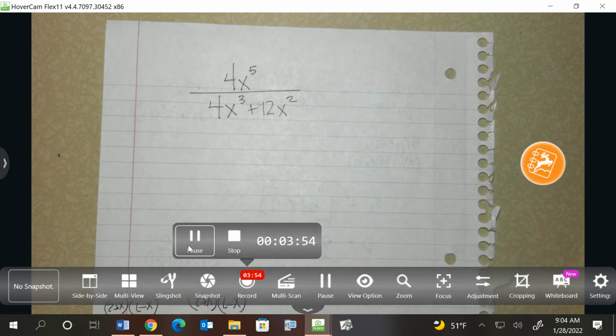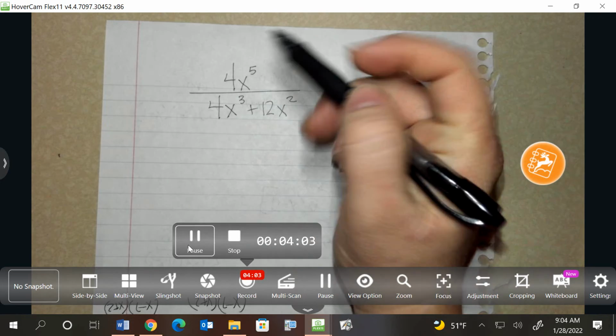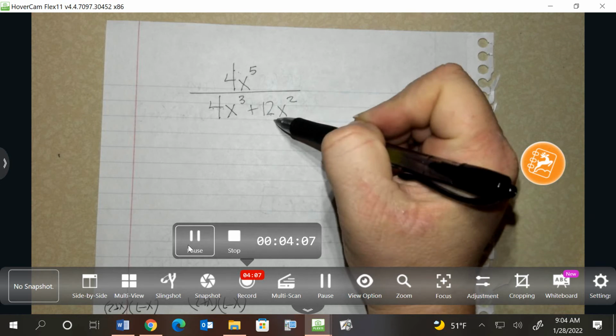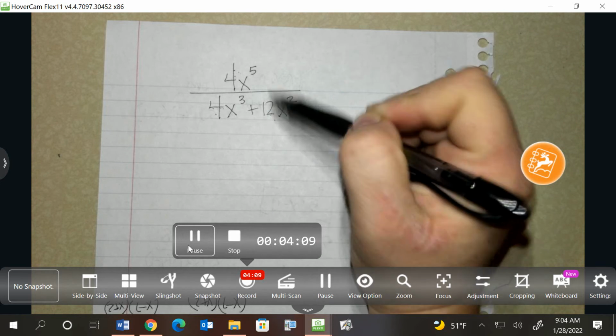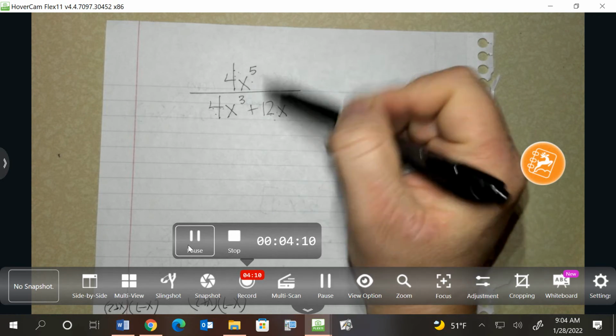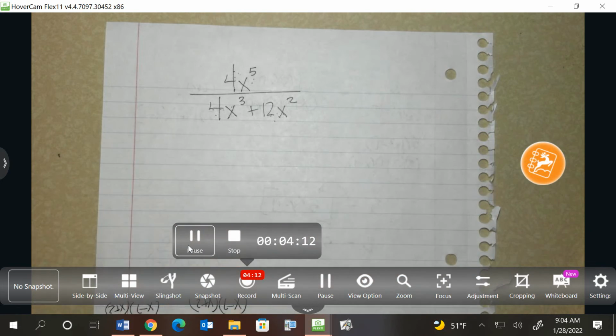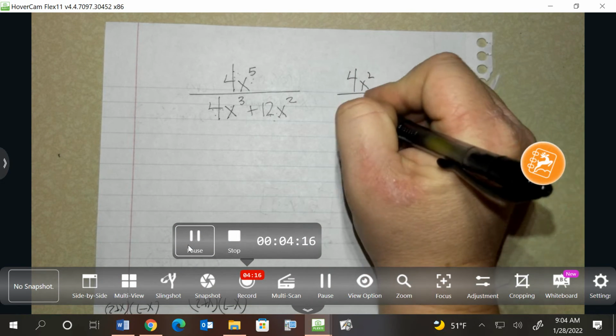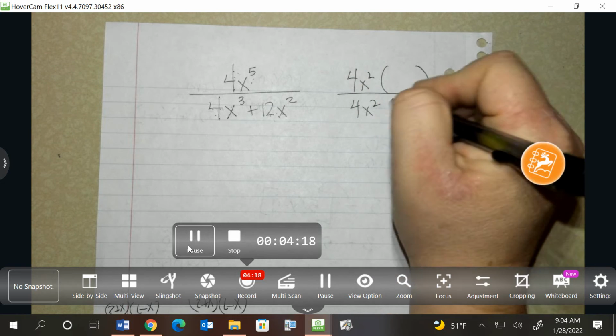Now, this is problem number 5. Problem number 5 is kind of like a puzzle, figuring out a puzzle. It's a little more difficult. So I recognize that each one of the 3 groups is divisible by 4, and each one has x's. Now, what's the most x's I can take from each group? 2. So I'm going to take out a 4x on top and bottom.